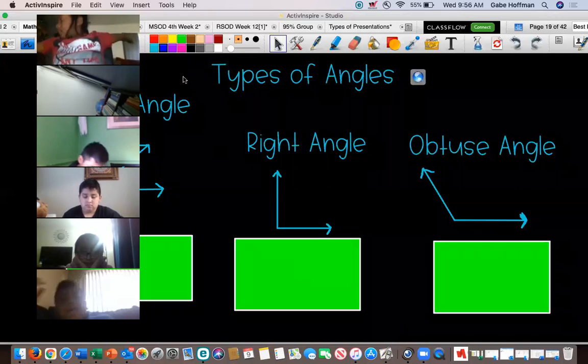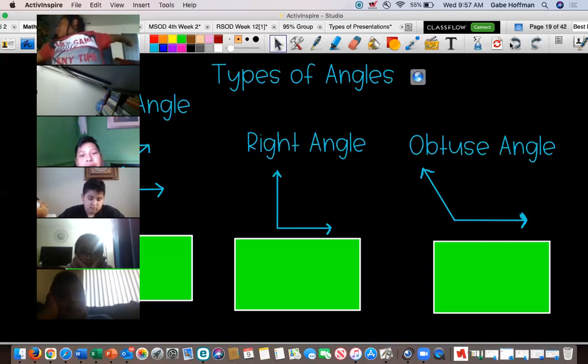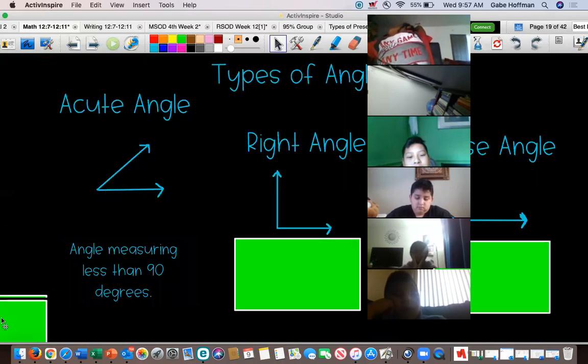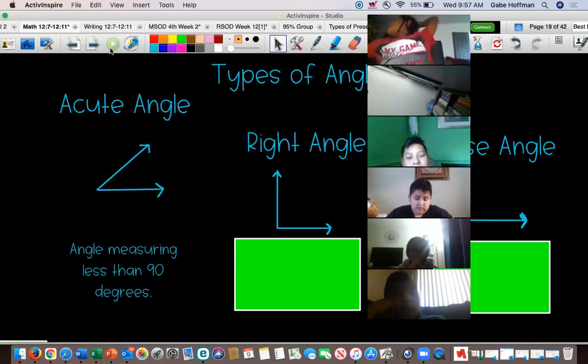Okay, so there's three types of angles. The first, we have an acute angle, which is smaller than a right angle and is less than 90 degrees. An acute angle measures less than 90 degrees.